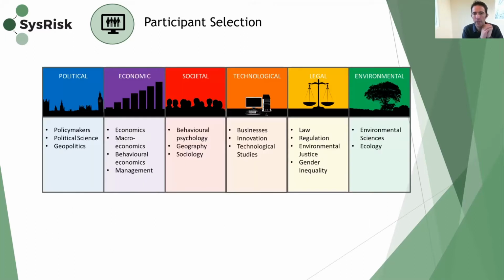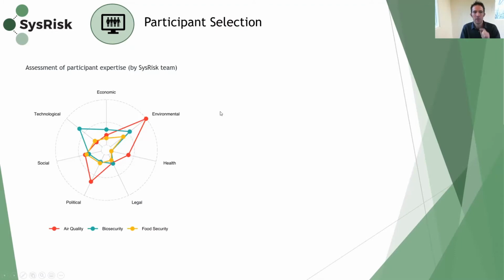So with that in mind, we took this PESTLE acronym, political, economic, societal, technological, legal, environmental, which outlines these broad systems or spheres that we're trying to make sure we cover expertise in. You can see a number of example disciplines here that would fall under these topics. And what we did is we tried to seek out experts in those different areas. You can see on this radar plot, we scored in the SysRisk team by looking at the web pages and research profiles of our experts, and tried to score their percentage expertise in different areas.